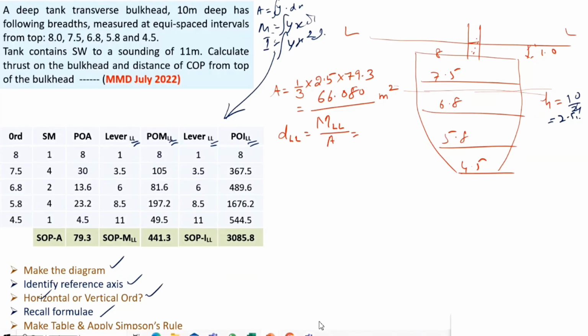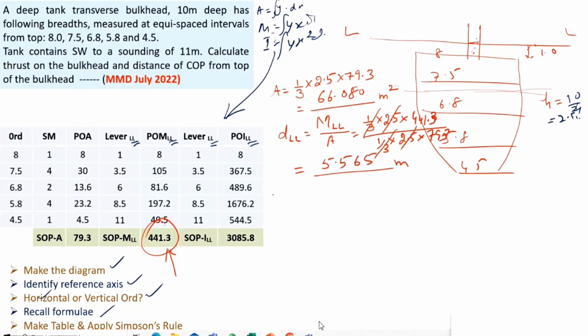What is the moment about the liquid level? It will be coefficient for rule 1/3, common interval 2.5, SOP moment is 441.3, this one guys in the table, divided by area, 1/3 into 2.5 into 79.3, and 1/3 and 2.5 get knocked off. How much is the DLL you're getting in meters, beta? 5.565. Okay.